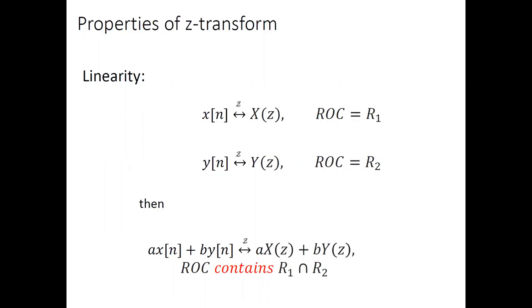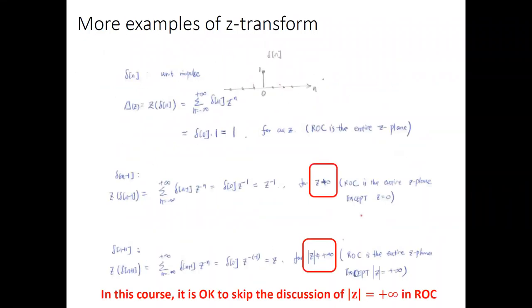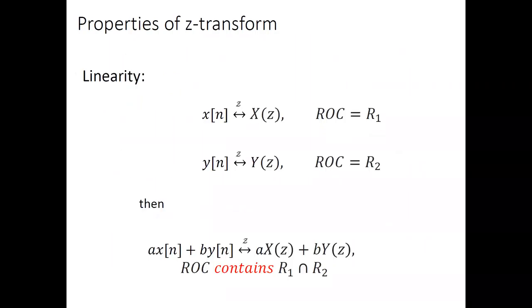But one thing we need to pay attention to is the change of region of convergence. For X and Y, the regions of convergence for their respective z transforms are R1 and R2. For the new signal, which is a linear combination of x and y, it is natural to think that the region of convergence must be the intersection of R1 and R2, which was the case in this example, right? In this example, the resulting ROC is a ring. But as a general law, the ROC might contain R1 intersecting R2. So it is possible that the ROC is exactly R1 intersecting R2, or it might be a superset of R1 intersecting R2.